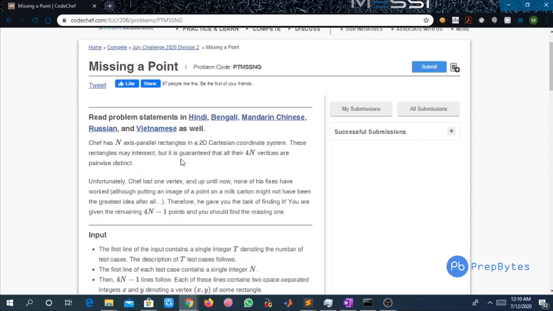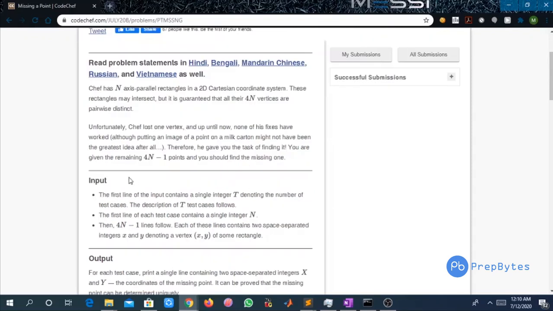Unfortunately, Chef lost one vertex, and up until now, none of his fixtures have worked. Although putting an image of a point on a milk carton might not have been the greatest idea after all, he gave you the task of finding it. You are given the remaining 4n minus 1 points, and you should find the missing one. So they have given the 4n minus 1 points of the rectangles, and we have to find the missing point of any one of the rectangles, right? Because there is only one missing point.